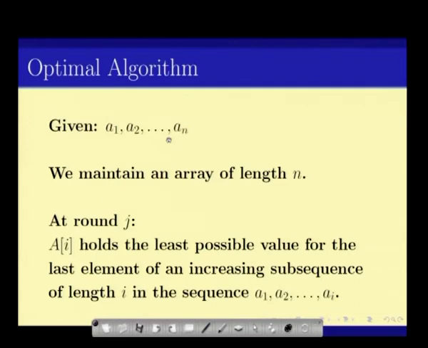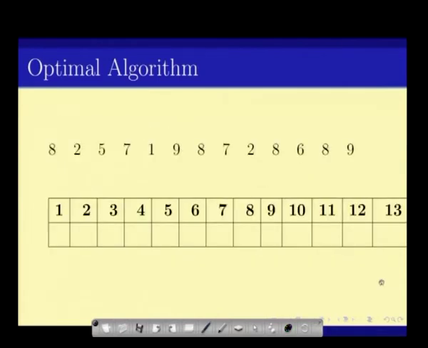At this point, this array will hold, in the ith place, the least possible value of the last element of an increasing subsequence of length i in the sequence a1 to aj. In round j, I have looked at a1 to aj, and ai should hold the least possible value of the last element in the increasing subsequence of length i. Maybe I should explain it more clearly using an example.